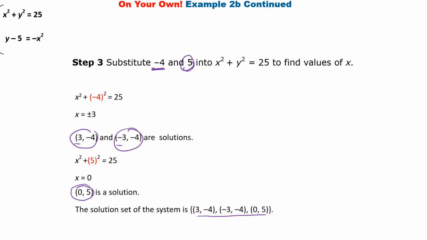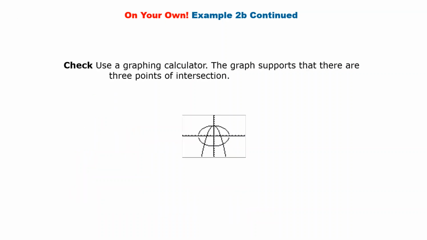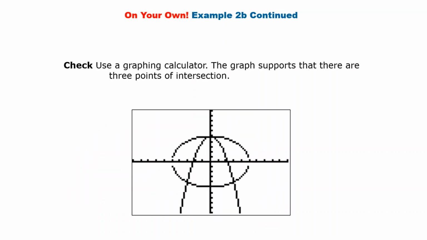And now you can also graph it in your graphing calculator. And when you do that, we can see that there are actually just 3 points of intersection. 1, 2, 3.